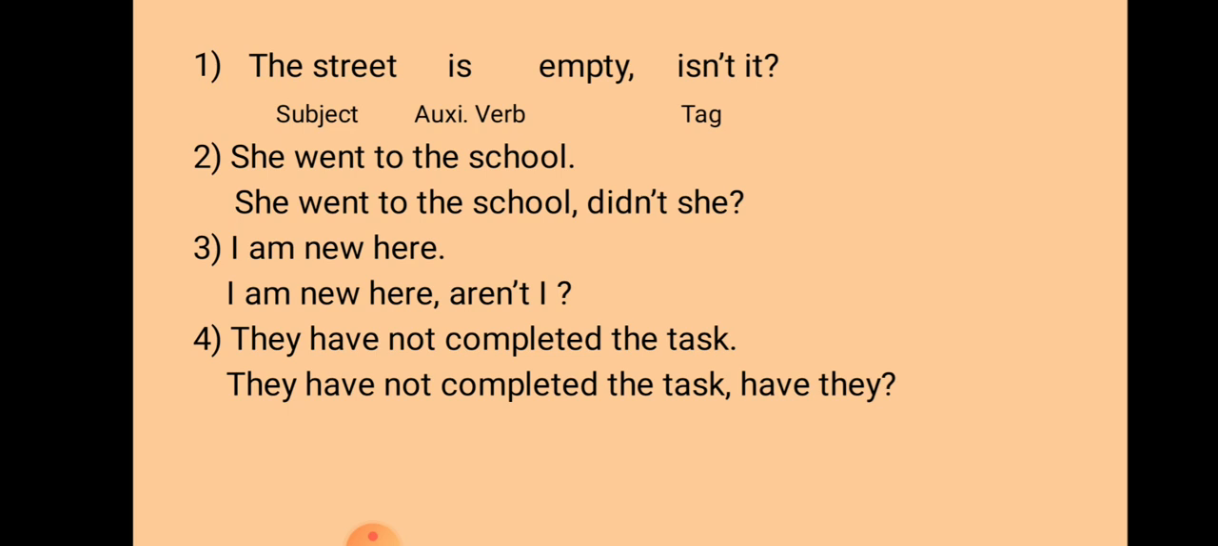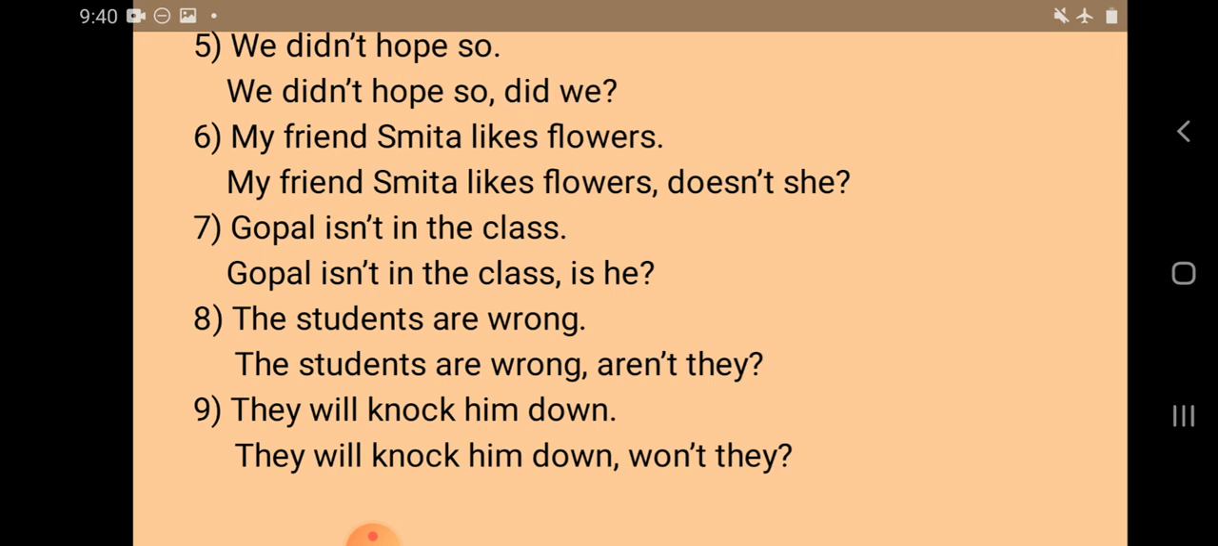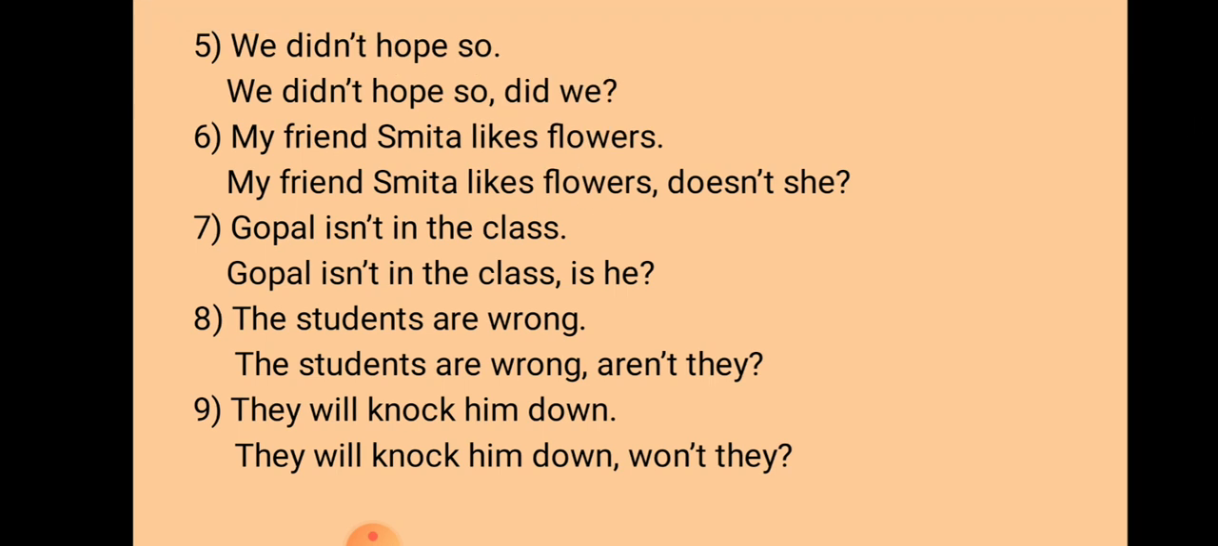So here the main sentence is negative and that's why the tag is affirmative. We didn't hope so. Did we? Here it is a negative sentence. So the tag is affirmative. My friend Smita likes flowers. So here a personal name is given. So here you have to use the pronoun she for Smita. So, doesn't she?